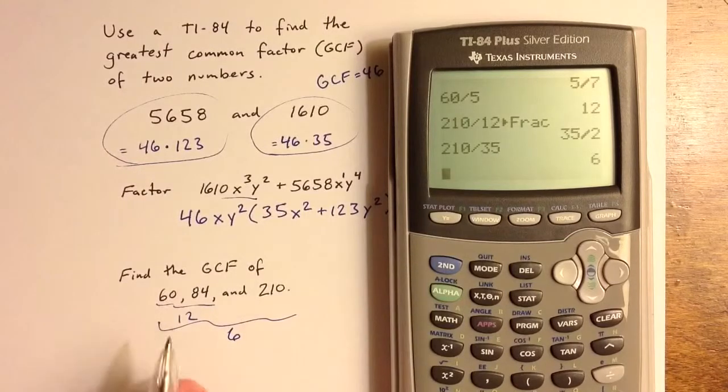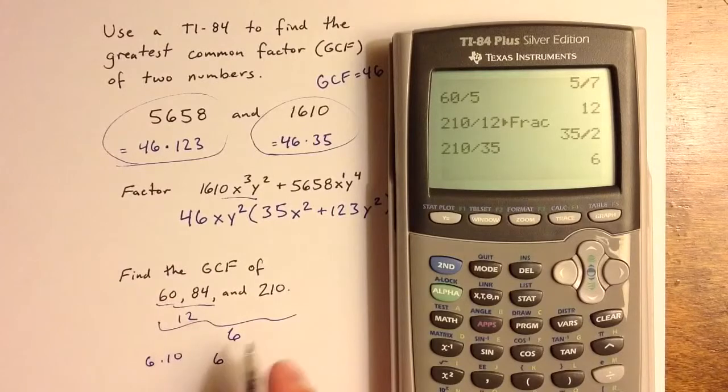And so we could check that. 6 times 10 is 60. 6 times 14 is 84. And 6 times 35, obviously, 6 times 35 is going to be 210. And 35 and 14, they have a common factor of 7, but that's not a common factor of 10. So the other values that are left behind have no common factors.